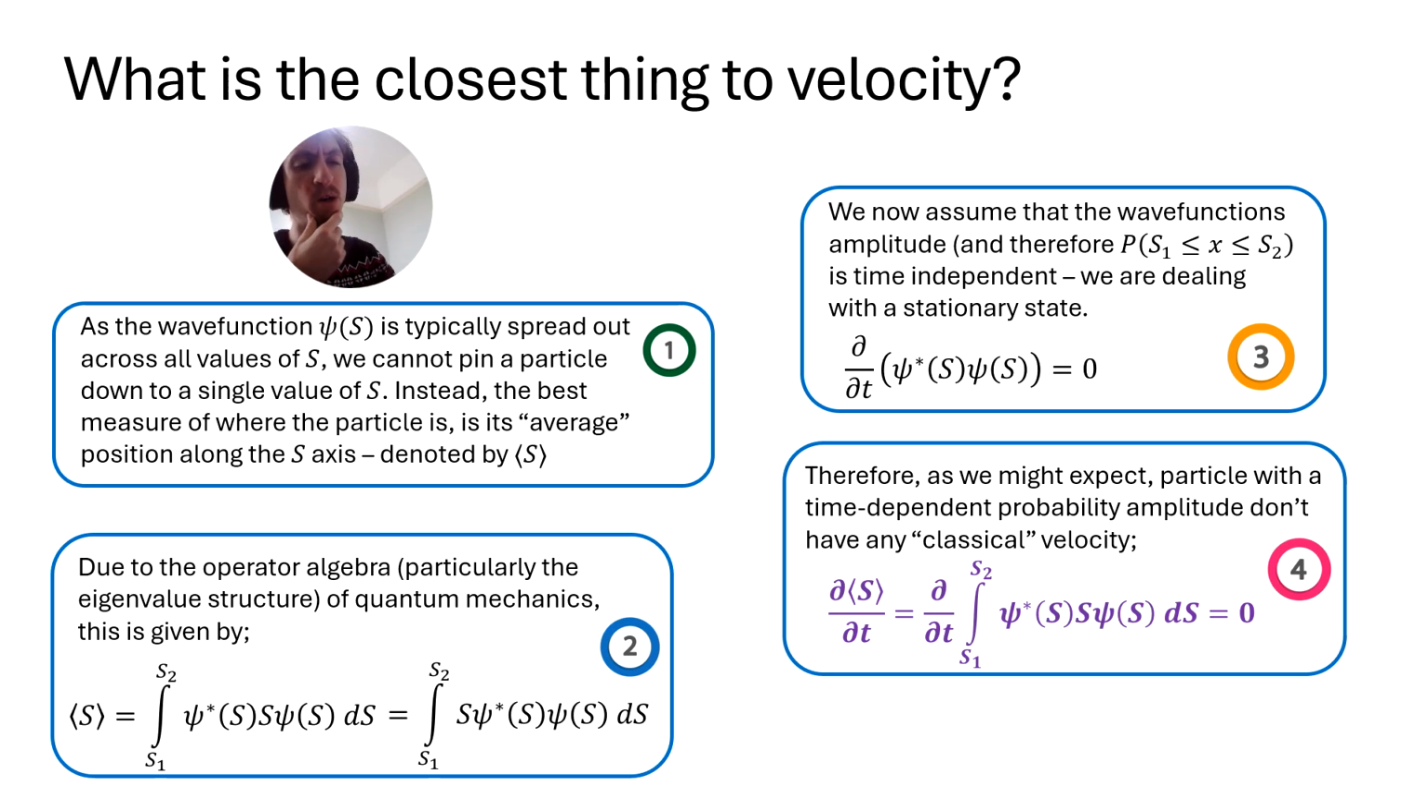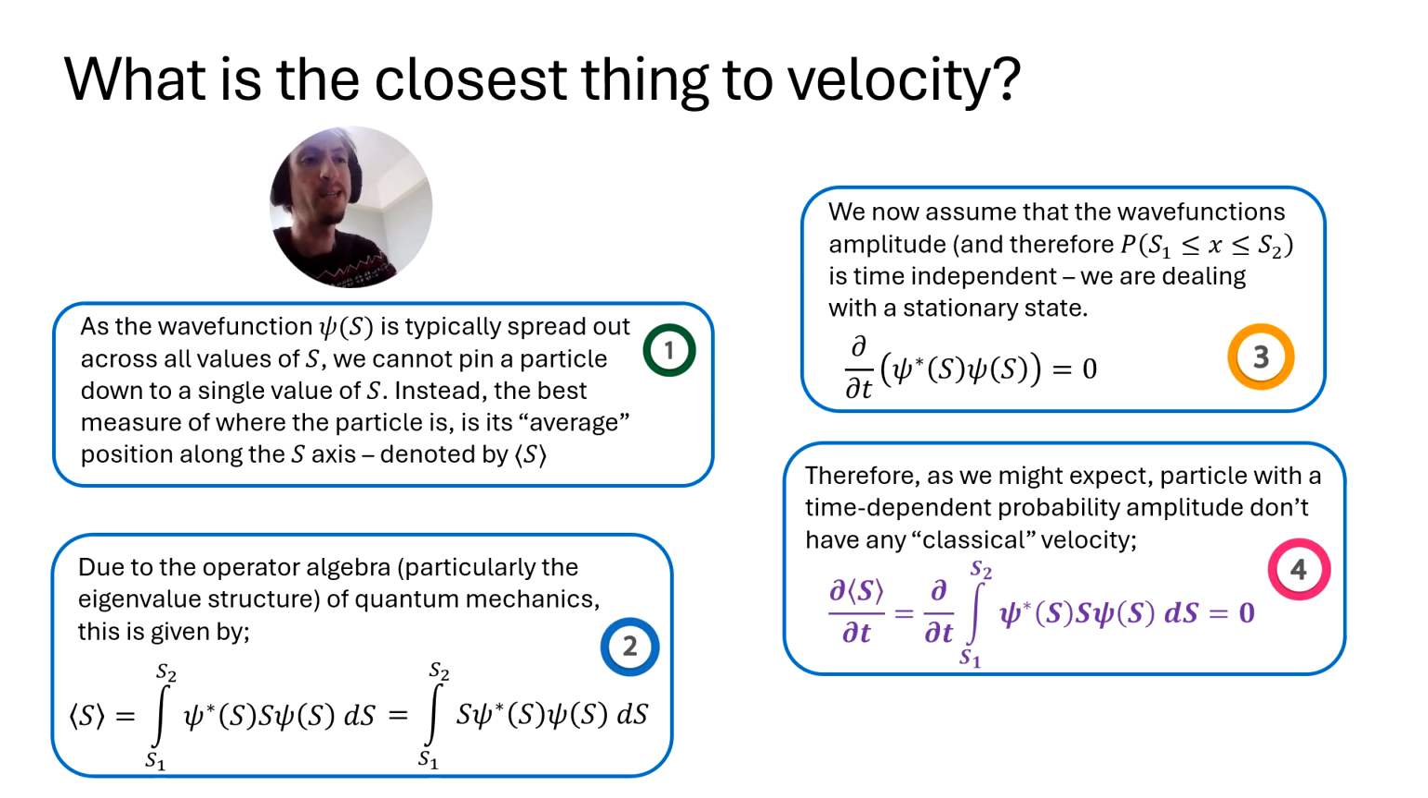So we found that particles which are in stationary states have 0 classical velocity. But do they have 0 kinetic energy? Well, to answer that question, we're going to find the expectation value for the kinetic energy of a stationary state particle. So we'll use an equation that looks very similar to the equation we had in the blue box.